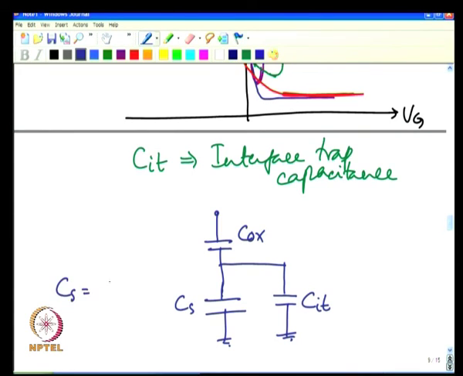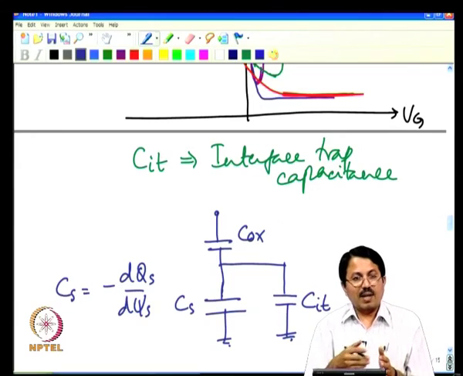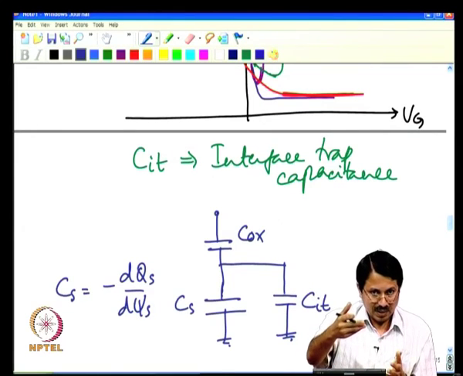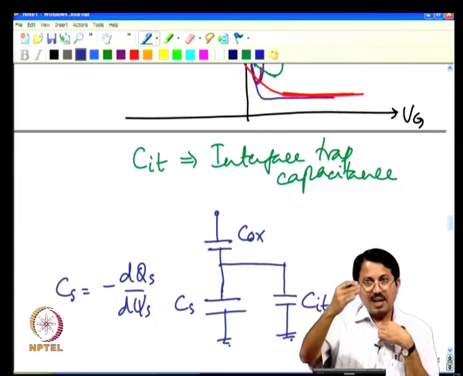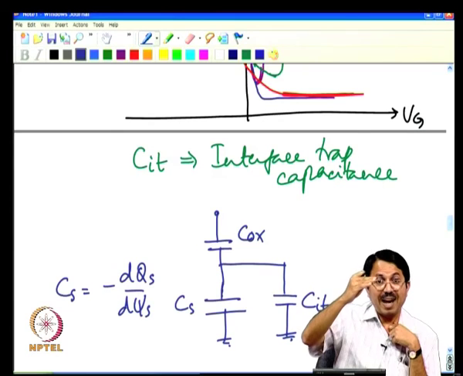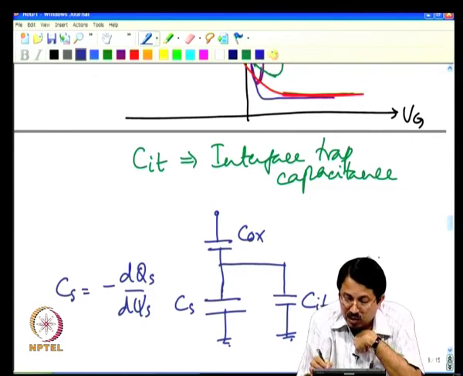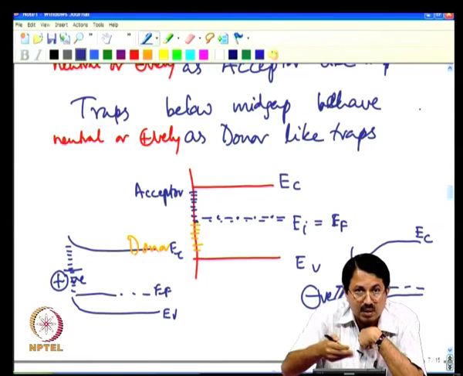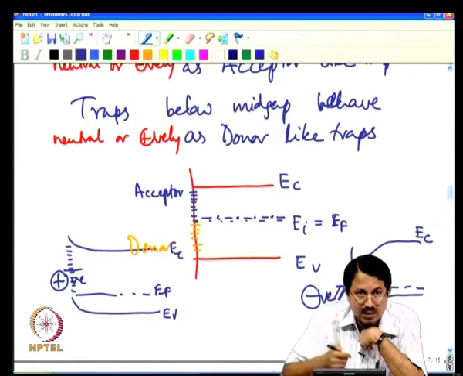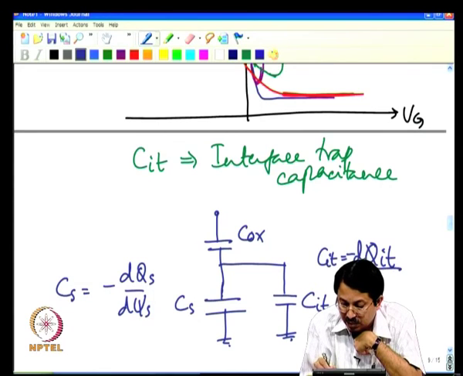Just as CS is defined as, how do you define that CS? Minus dQS by d psi S, correct. Whenever I try to change the surface potential, there is a corresponding change in semiconductor charge that constitutes a semiconductor capacitance. Precisely on the same definition, as I am trying to change the surface potential, traps are also changing the charge states. There is certain charge in the traps which we call QIT, and this QIT is changing, correct, is precisely what we discussed. I am trying to change the surface potential, and that changes the charge in the traps, and hence we define this term called CIT, which is minus dQIT by d psi S.